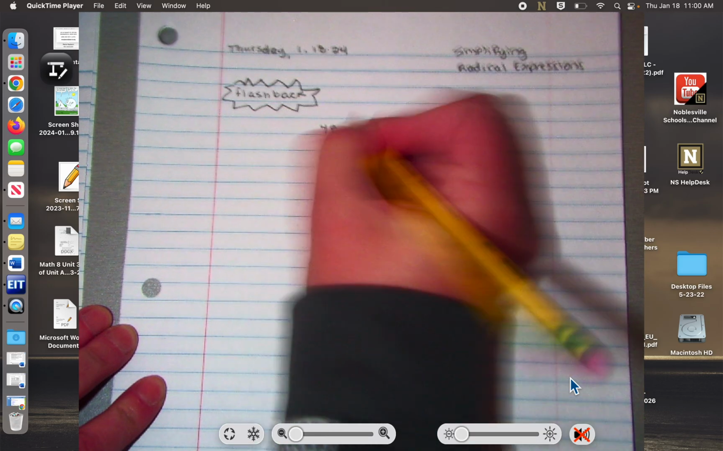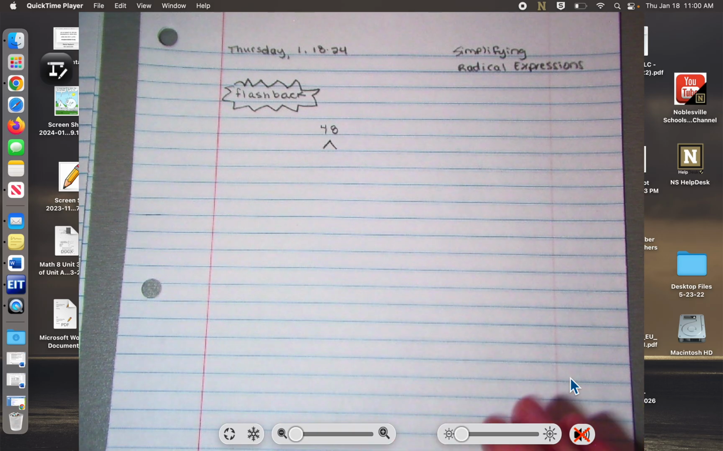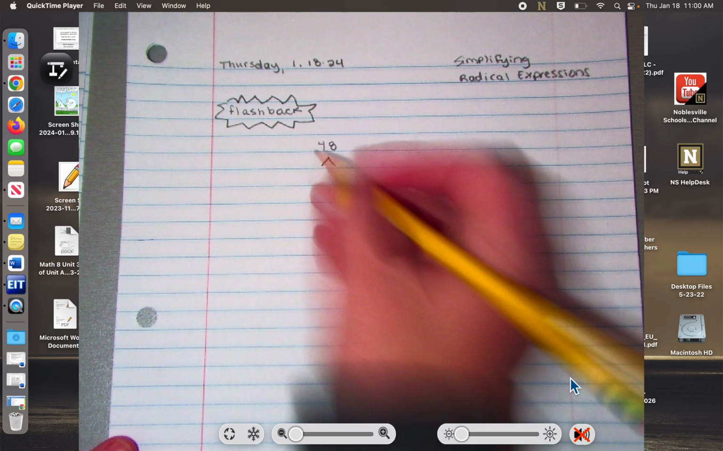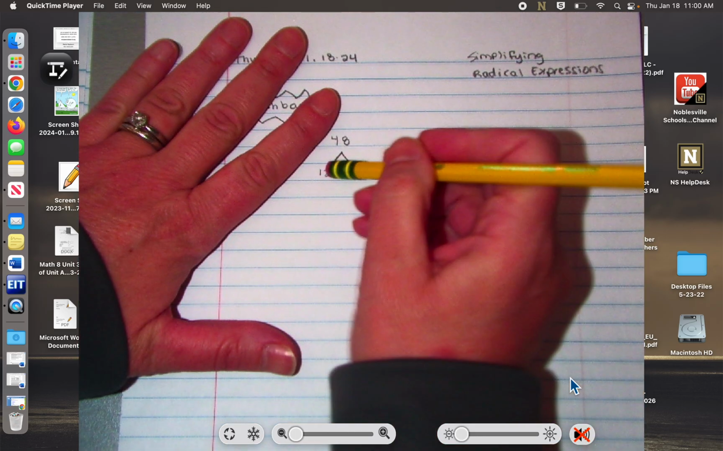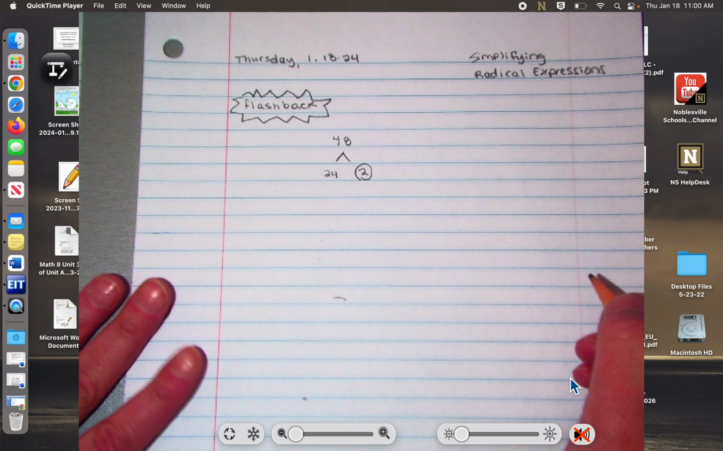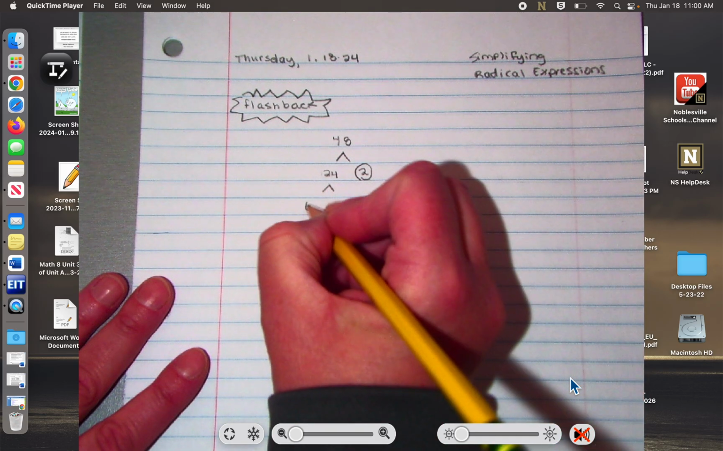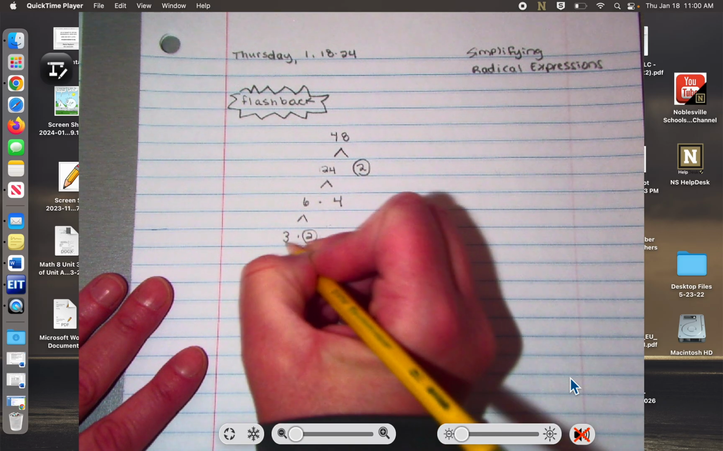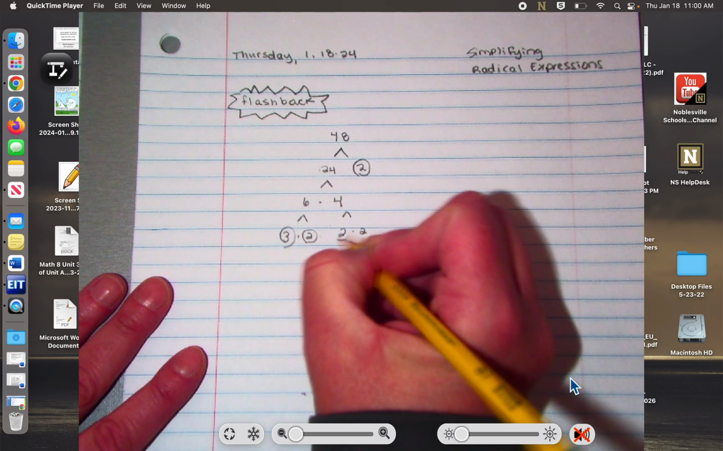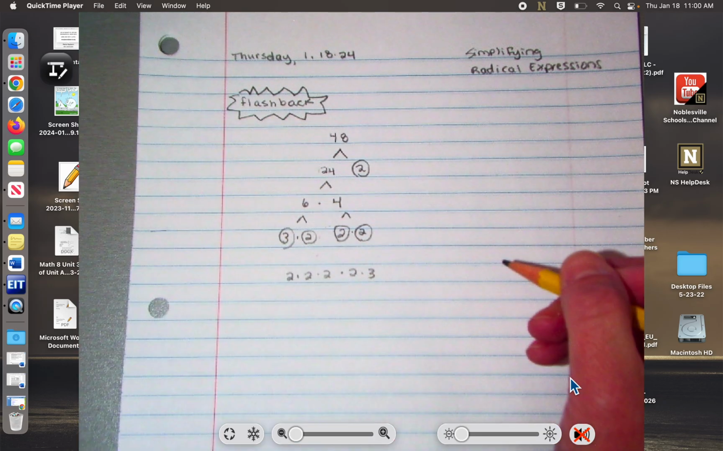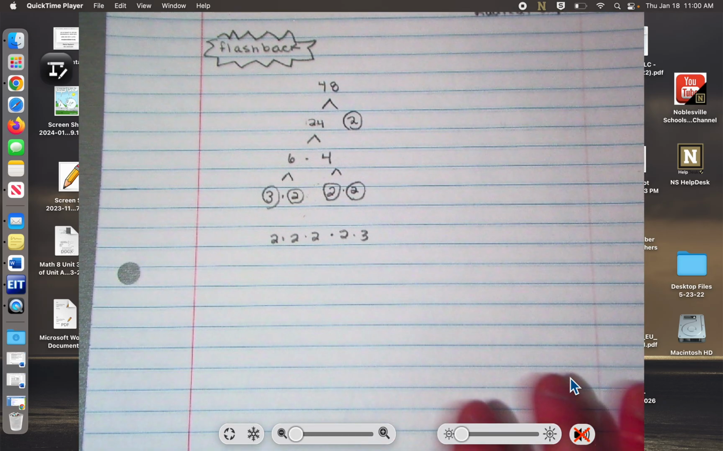So we started out with 48. And like I said, if we had done 6 times 8 or 16 times 3, we still would have ended up with the exact same 5 factors there at the end. Okay, so we did 24 times 2. 2 is a prime number. Then we broke down 24 into 6 times 4. Right? So that's what a factor tree does. It gives us all those prime factors.